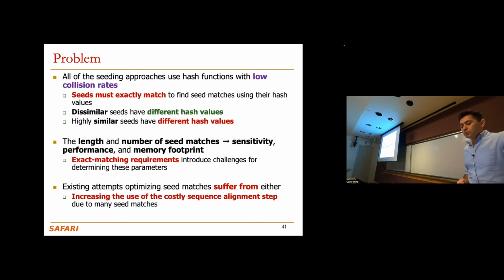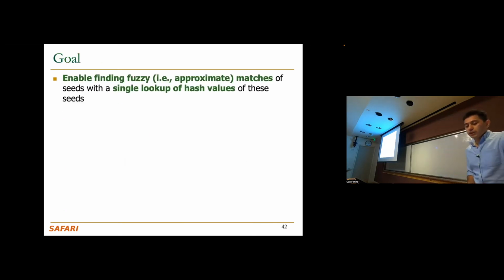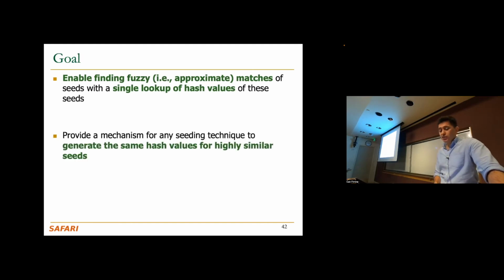Existing attempts at optimizing seed matches suffer from either an increased use of the costly sequence alignment step, because they find too many similar sequences that end up not being similar when we perform read alignment, or they suffer from limited sensitivity when finding seed matches. So our goal is to enable finding fuzzy, or we could say approximate, matches of seeds with a single lookup of hash values of these seeds. This is critical. We want to be able to do it with a single lookup.